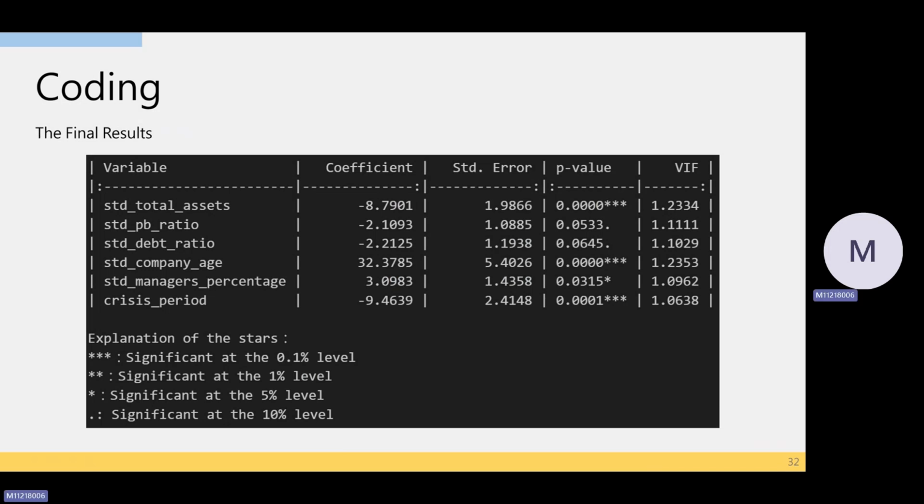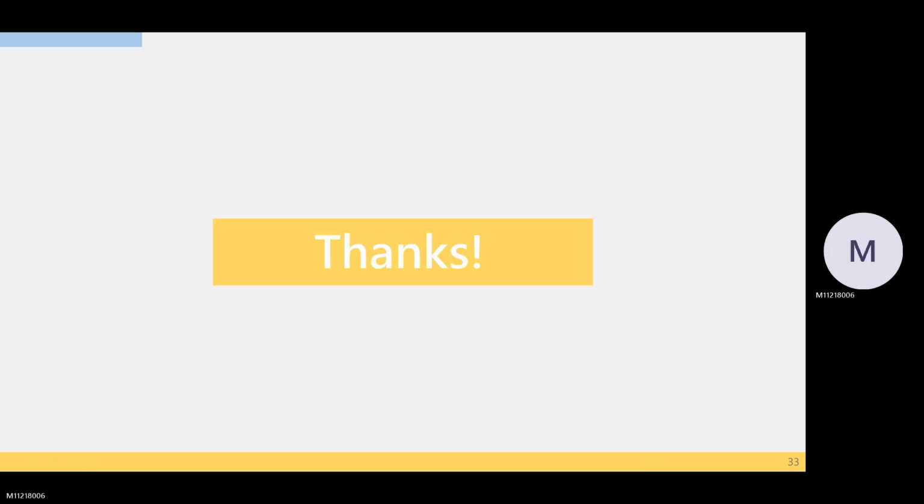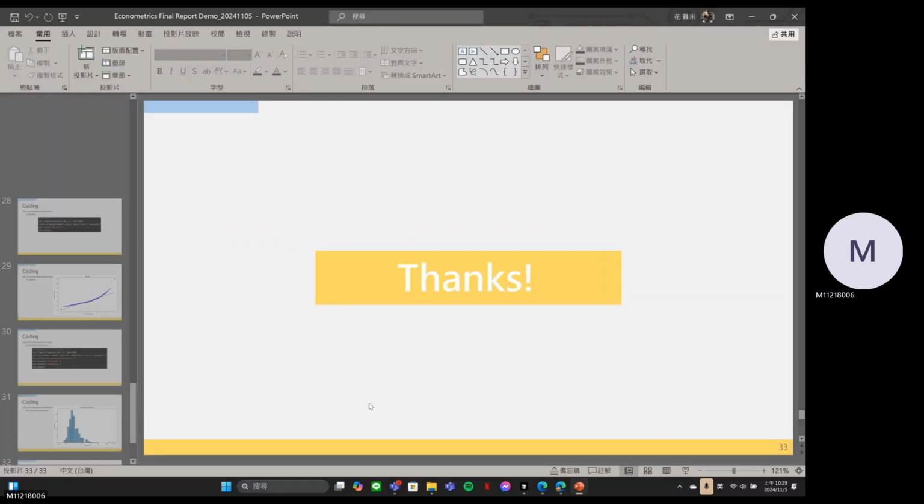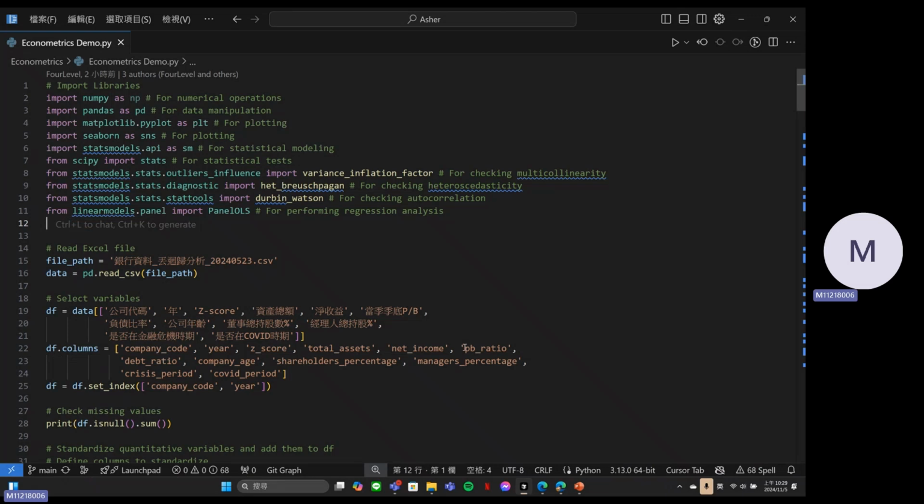So this is the final result. We see all variables has significance. And the relationship between dependent and independent variables are correct. Okay, thank you. And now we can see the code.